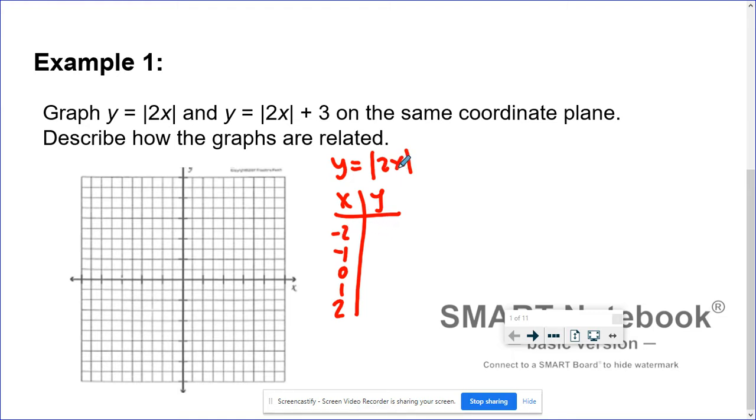2 times -2 is -4. Absolute value of that is 4. Do that for the other ones. So -1 substituted in will make 2. 0 substituted in will make 0. 1 substituted in will make 2. And 2 substituted in will make 4. I'm now going to plot those points. For -2, 4 is here. -1, 2 is here. 0, 0 is here. 1, 2 is here. And 2, 4 is here. And then do my best to draw a straight line.